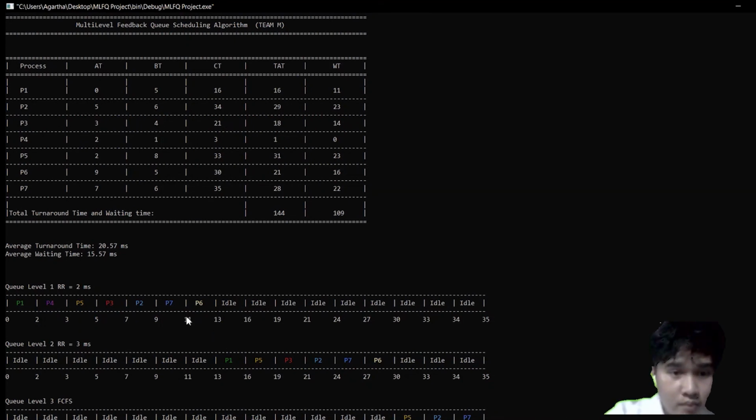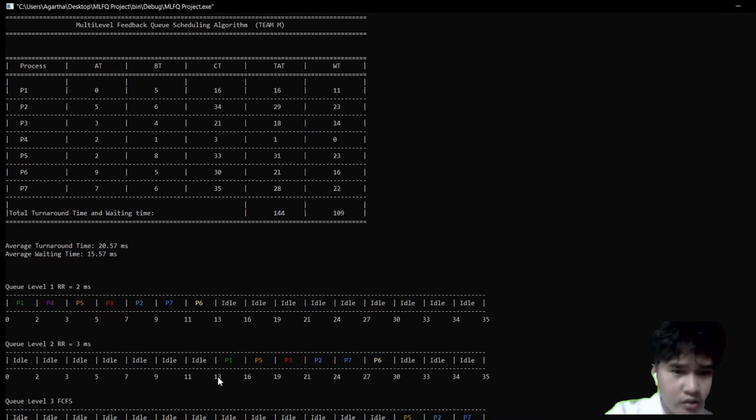So at time 11, P6 was ready to execute because P6 has the arrival time of 9 milliseconds. So P6 was ready to execute in queue level 1 and ended at time 13 milliseconds. So all the processes are completely executed in queue level 1. We will go now to queue level 2 and start the processes with their remaining burst time.